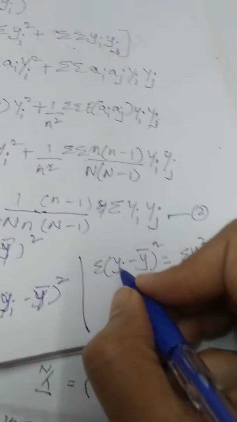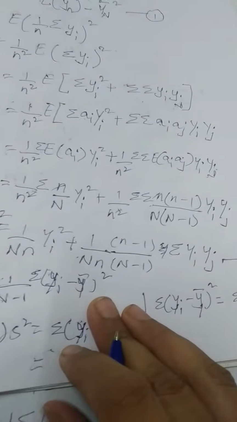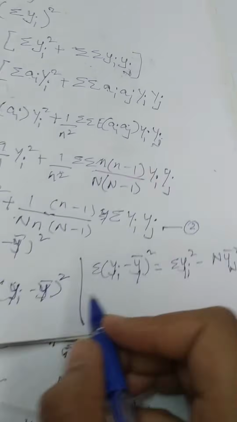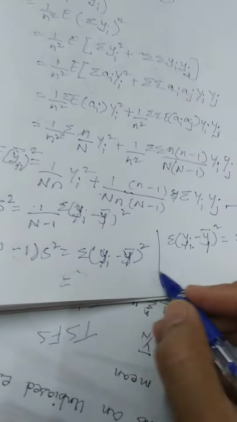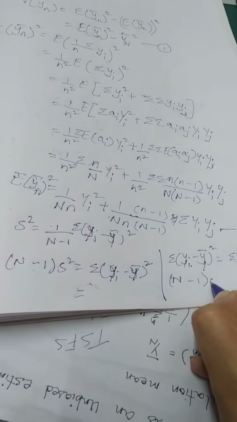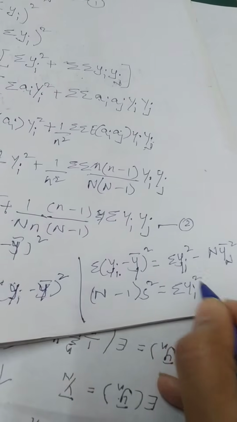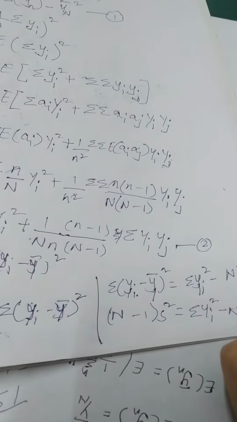If it is small s, small y's. This is all capital Y's only, and capital N, capital N. So all capital letters, I mean to say. Now for this one, this is equal to this, no? So that means in place of this one, I will write this. That means I am writing (n minus 1) s square is equal to summation of yi square minus n y bar of n square. Okay, this one I am writing.